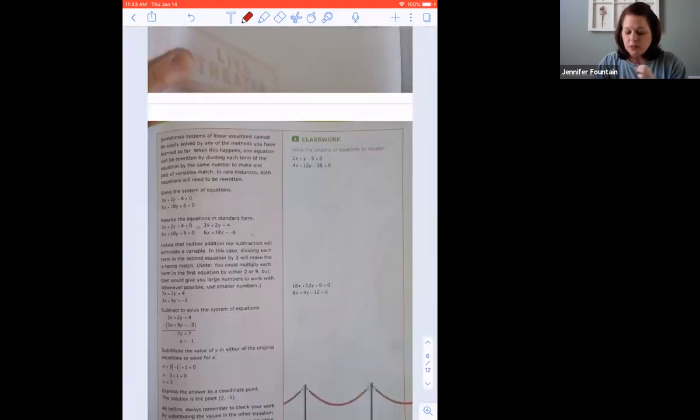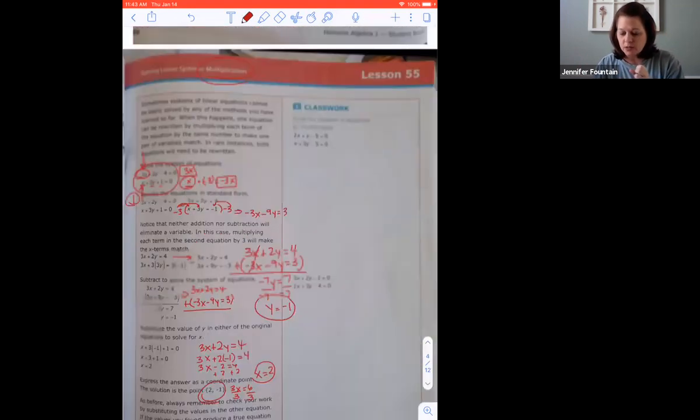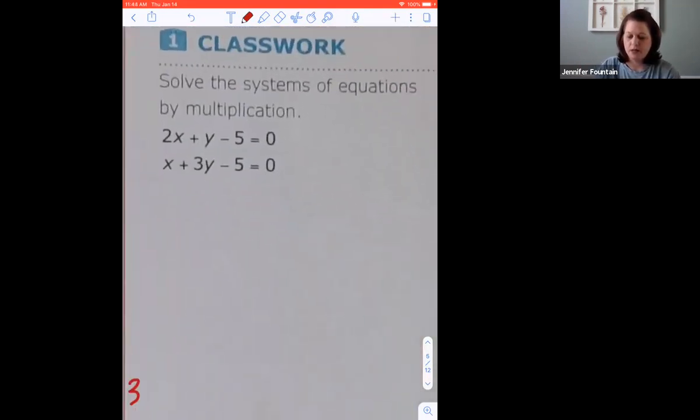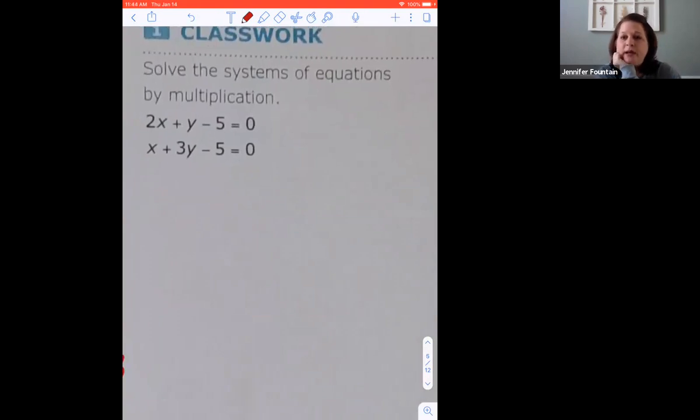Okay, so let's go back to the classwork on lesson 55, page 121. You're going to write this in your book. So remember, I'm looking at my equation. My first step, can I set them both equal to y? And when I look at that, no, I cannot, because I've got y in one and I've got 3y in the other. So I cannot set both of them equal to y.